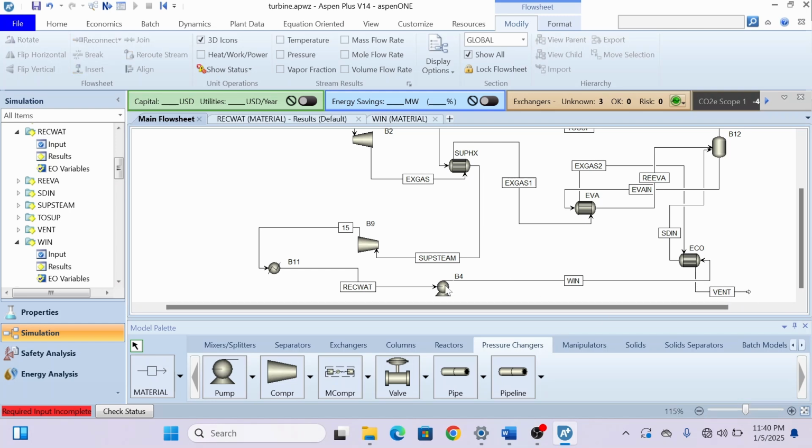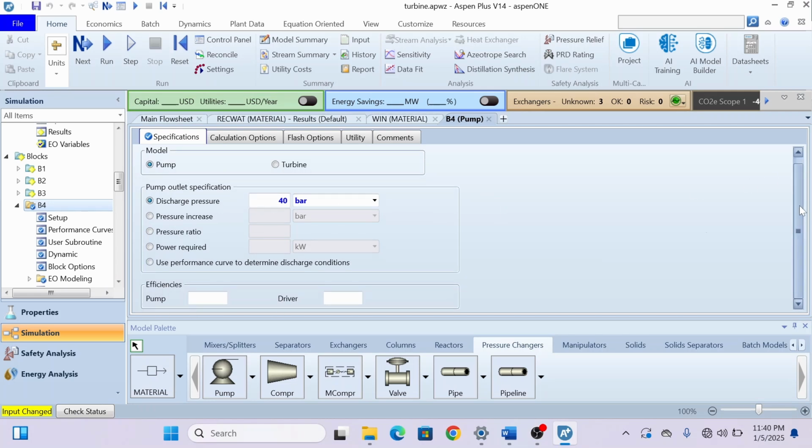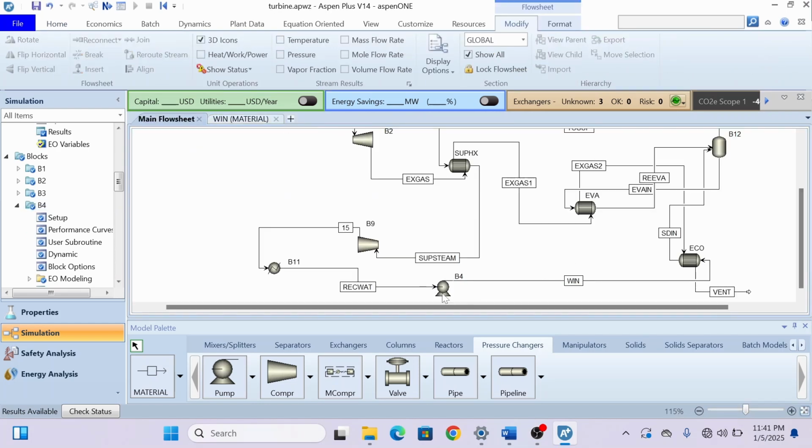After that, I will double click on my pump to specify it. It is a pump, and I have to specify my discharge pressure. So I will write 40 bar. Now the minimum requirements have been fulfilled and the run button is actuated. I will press this run button and you can see my results are available. In this way, after installing a pump, we have recycled and made a closed loop for the steam and water.